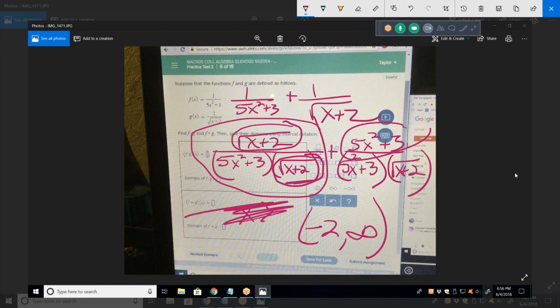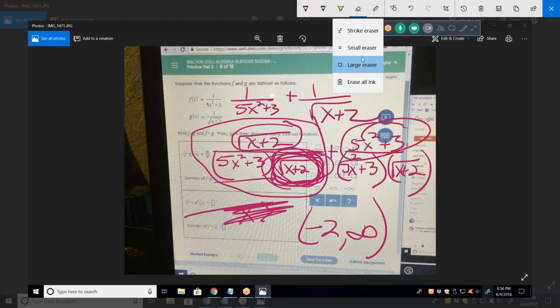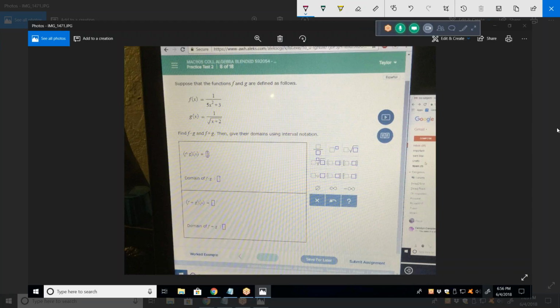This certainly doesn't really matter. That's always positive again. So the only restriction here is this right here. You can't divide by 0, and you can't take the square root of a negative number. Okay, was there anything else on this page?